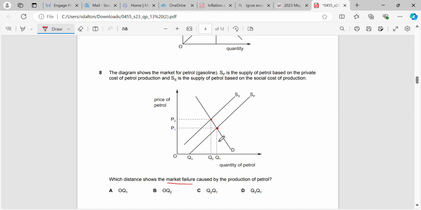Okay, so the market failure, this is really simple. The market failure is the difference between the two levels of quantity. It's the difference between Q2 here, which is what we want to be consumed, and Q1, which is actually what is being consumed. Okay? SS is the socially optimum output. SP, the equilibrium point for each, this is the current level of output. So the correct answer would be Q2, Q1.